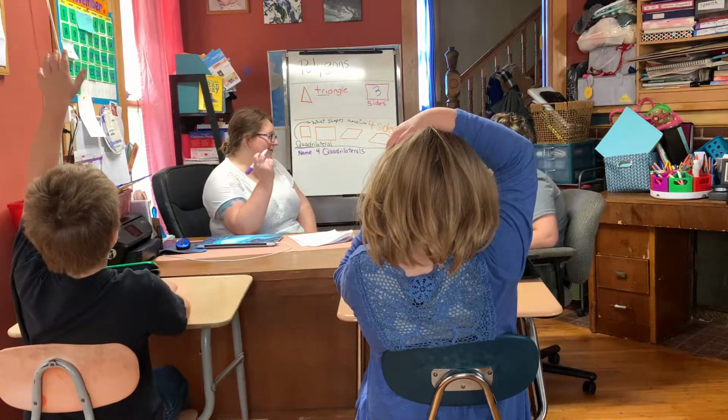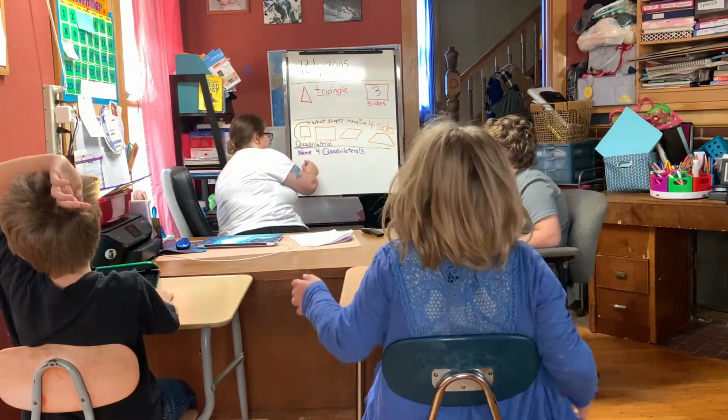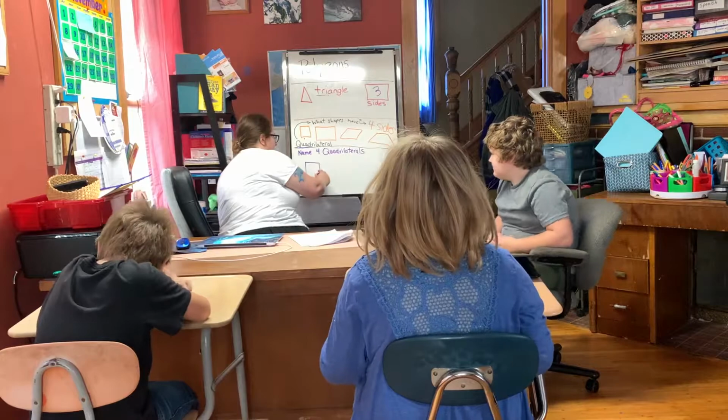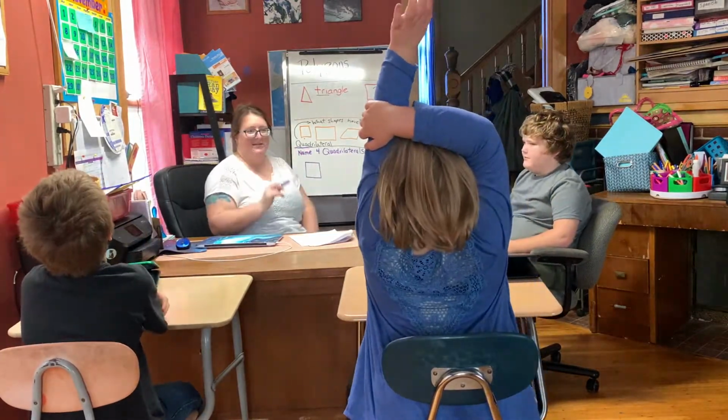Can you name a quadrilateral? A square. Is this a square? Yes. So a square has the same sides, right? They're all the same measurement. What's another quadrilateral?